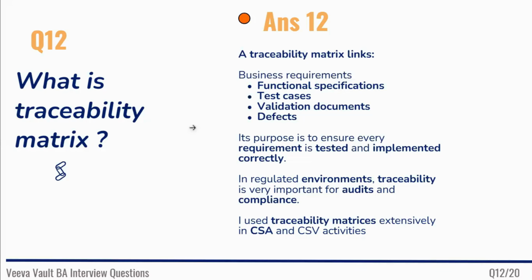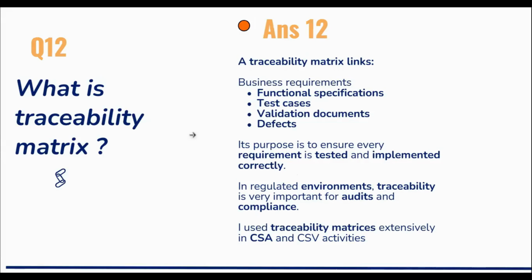Basically, the traceability matrix is linked to all the business deliverables which you maintain, such as the functional specification, test case, validation document, and defect. But mainly the purpose of the traceability matrix, or RTM, is that all the requirements should be mapped with the test case and the test execution. That is a very important deliverable as part of the BA or validation team member. It follows CSA and CSV activities, so the traceability matrix is common for whatever approach you are taking, CSA or CSV.